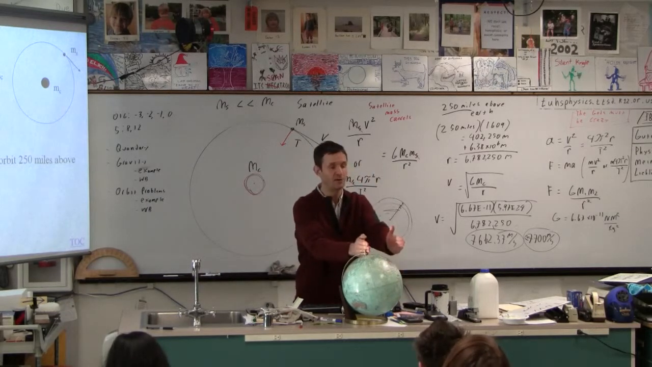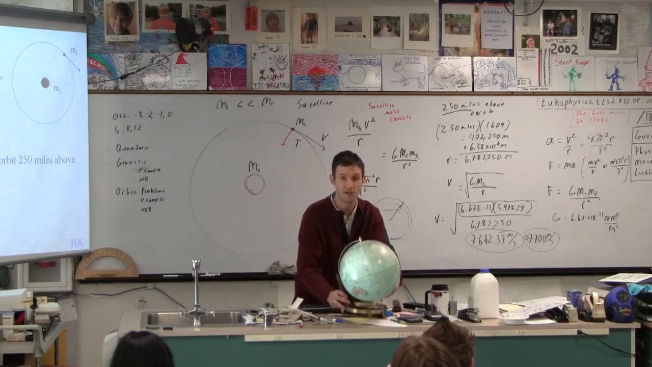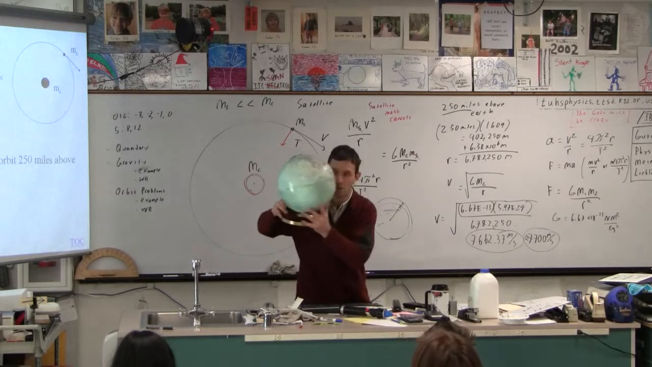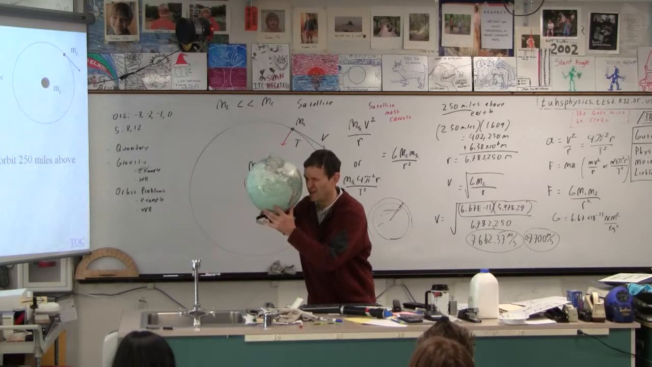If this is 4,000 miles, right, then this is 1/16 of that distance, right? So basically the space station is how far from the surface? It's like right there. It's a 1/16 of that radius above it.